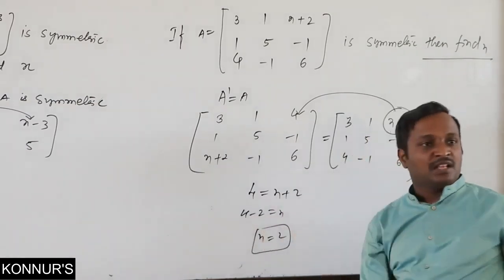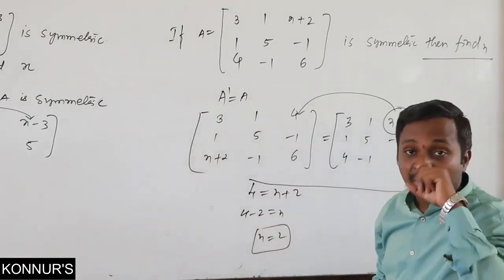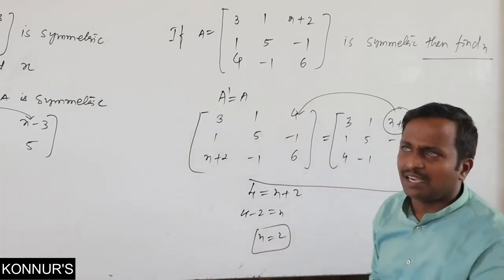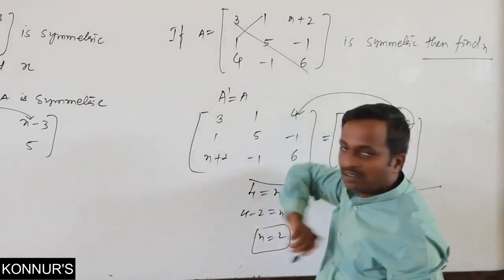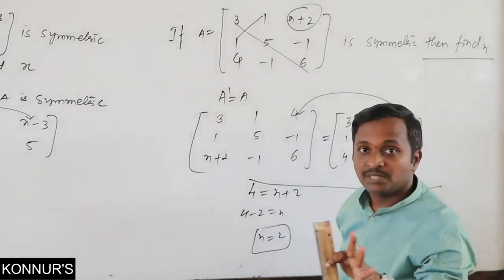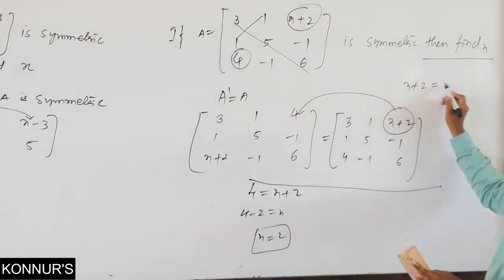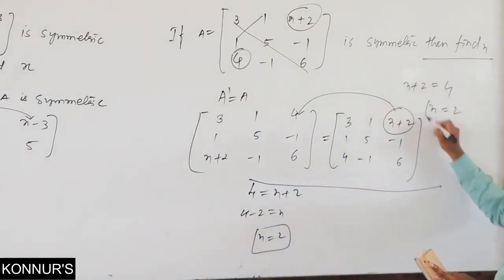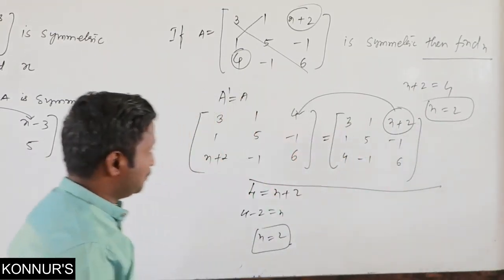2. You can do it like this, or else I said for 1 mark, no problem, you can do it directly. So what happened? Leave this. 1 should be equal to 1, correct? And x plus 2 should be equal to, directly I can say, 4. X plus 2 should be equal to 4. X is equal to 2. Directly you can write it. No problem. For 1 mark also you can observe.